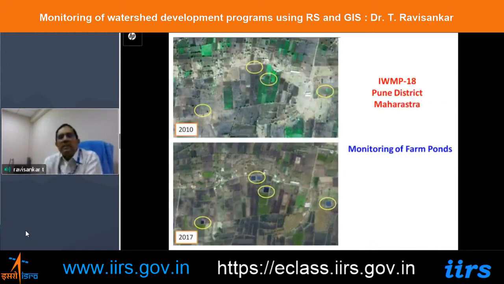And you can see in IWMP 18 Pune district, Maharashtra, 2010, wherever the yellow circles are, there were no farm ponds, and due to the intervention activities, they have created the farm ponds, and subsequently there is an improvement in the agriculture areas.